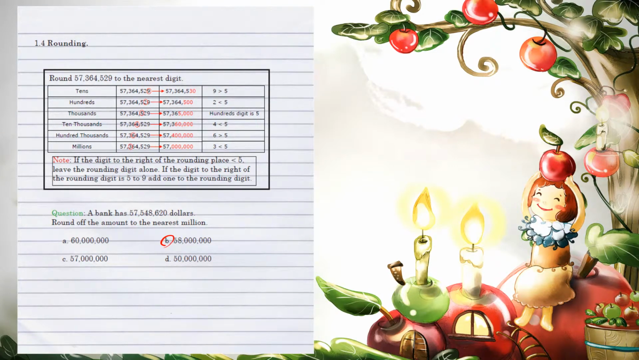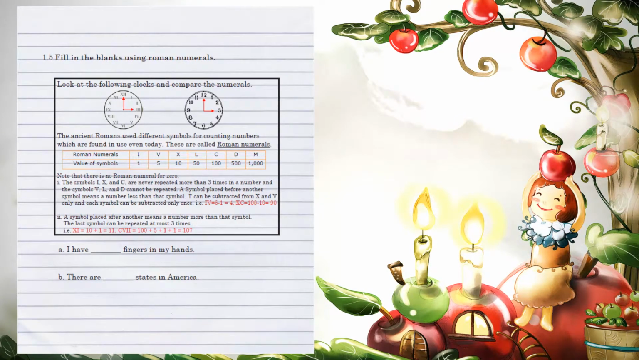Unit 1.5. Fill in the blanks using Roman numerals. Please take the time to read through the notes on how Roman numerals are made and what symbols represent what numbers. Look at example A. I have blank fingers on my hands. So if you need to use a chart, go back and look. You know we have 5 fingers on our hands. What symbol represents the number 5? That is the V.